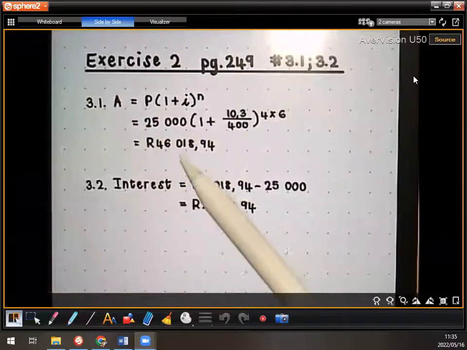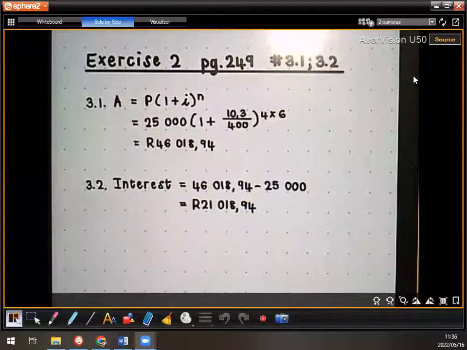I'm not sure what this was. Is this a loan or an investment? Page 249, an investment. Okay, but then they just read the word in there. They're saying, how much interest has she received after 6 years?